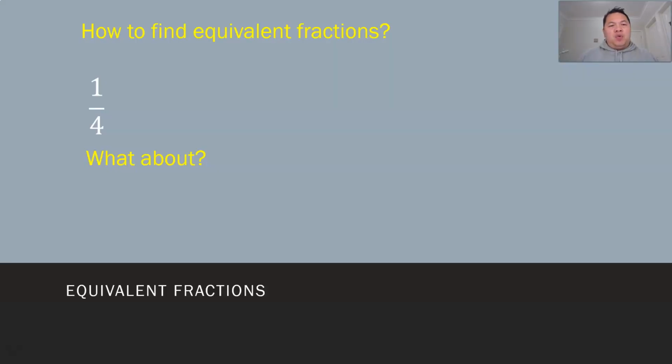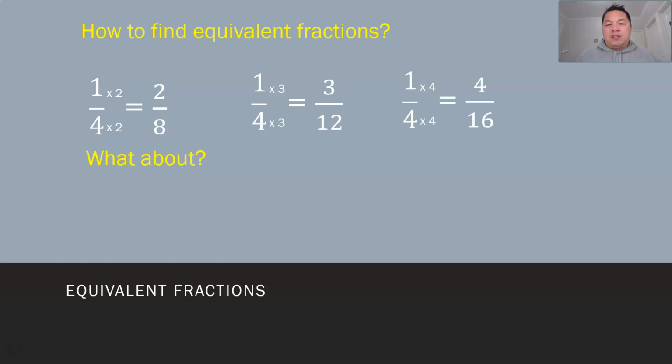So first we need to know how to go about finding equivalent fractions. For example, 1/4. If we want to find the equivalent fraction, whatever we do to the numerator, we have to do to the denominator. So if we times 2 to the numerator, likewise we have to times 2 to the denominator. That's how we get to it. What about if we times 3 to it? Times 3 to the numerator, times 3 to the denominator, you get 3 out of 12. Then what about times 4 to both the numerator and denominator? I get 4 over 16.